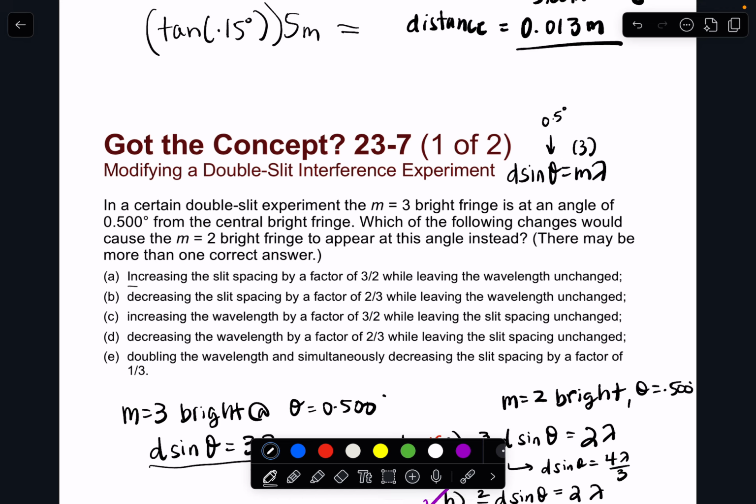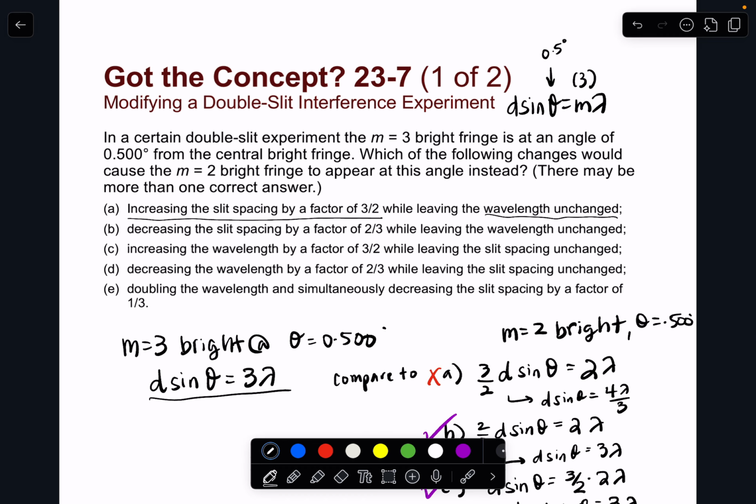So if we increase the slit spacing by a factor of 3/2 and not change the wavelength, is it possible to get theta at 0.5 degrees? So let's compare that to, so this is the equation we're going to compare everything to, right? After we manipulate lambda and manipulate d, we should be able to get this equation back. And if we do, then we know that theta will come out to be 0.5.